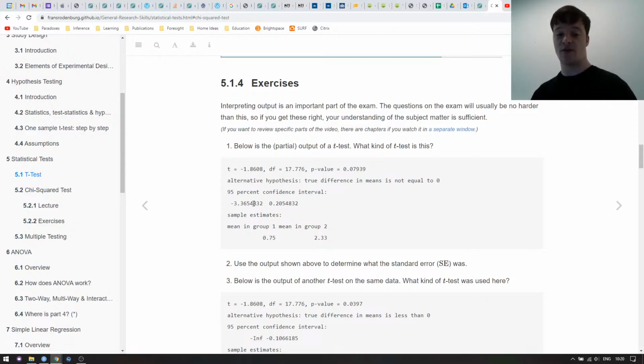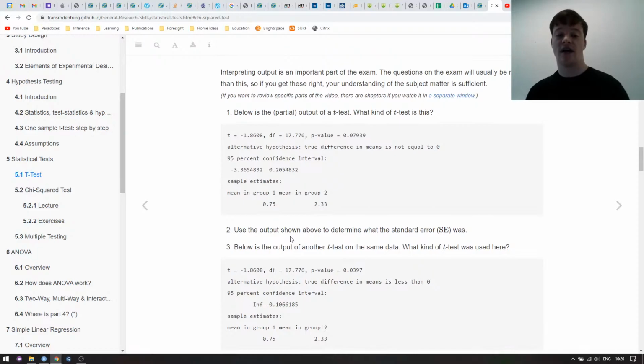t-test. Now, we also see that there are 2 groups, so that means this is a 2-sample t-test, and we see a 95% confidence interval where 2 bounds are estimated, neither is infinite. So that means that this was a 2-sided, 2-sample, unequal variance t-test, or in other words, the default Welch t-test.